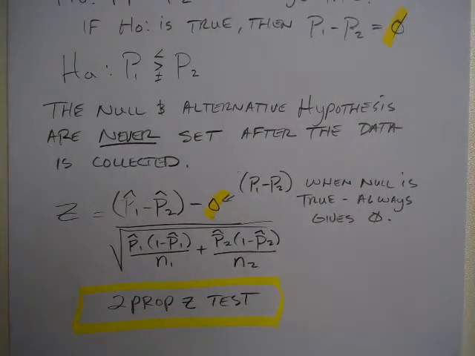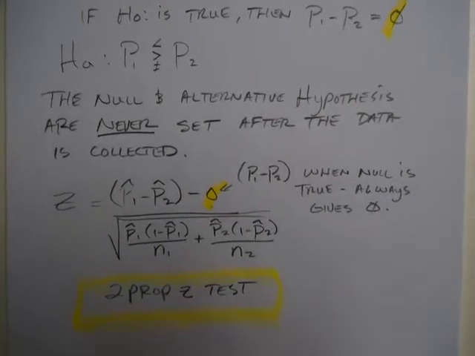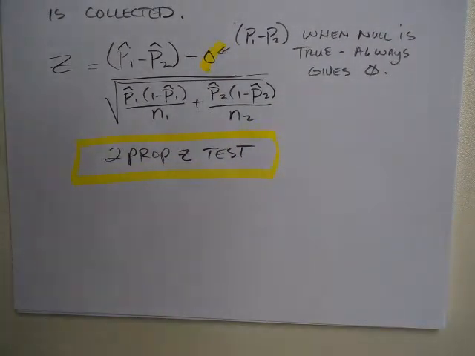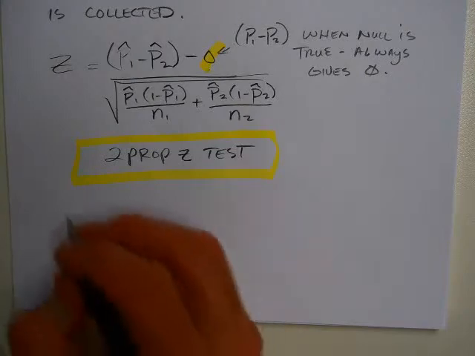Okay, and so that leads us to the shortcut, the 2-prop z-test. That's the guy I want you to use, because a lot less mistakes will be made. And then, of course, you have your conclusion.